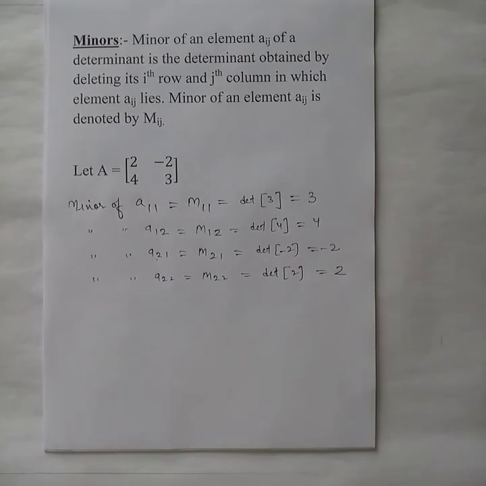Next topic is minors. Minor of an element aij of a determinant is the determinant obtained by deleting its ith row and jth column in which element aij lies. Minor of an element aij is denoted by capital Mij. Let's take an example.